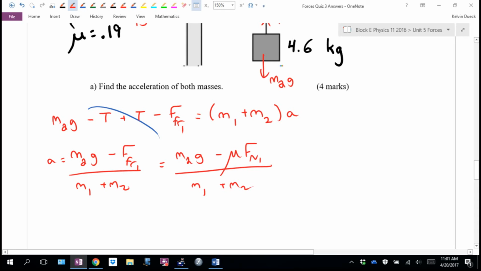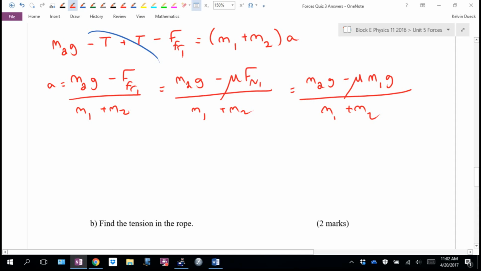I don't know the normal force. Oh, but look. I know the force is the same size as the normal force. It's going to be M2G minus mu M1G all over M1 plus M2. Natasha's yawning her way through this. That's okay. At least you're awake, vaguely.